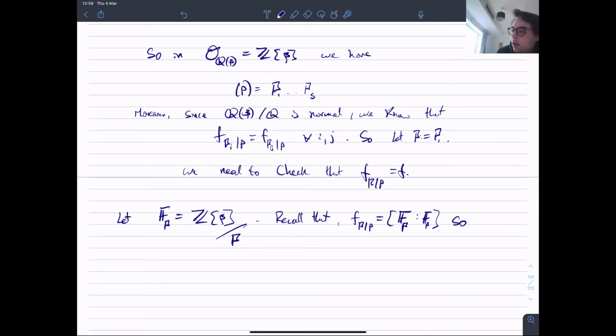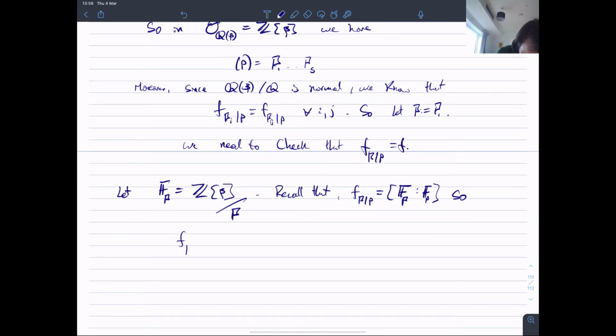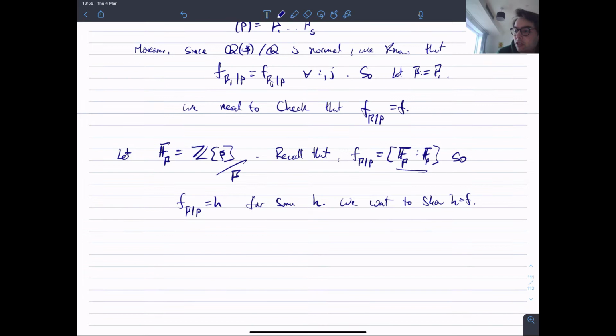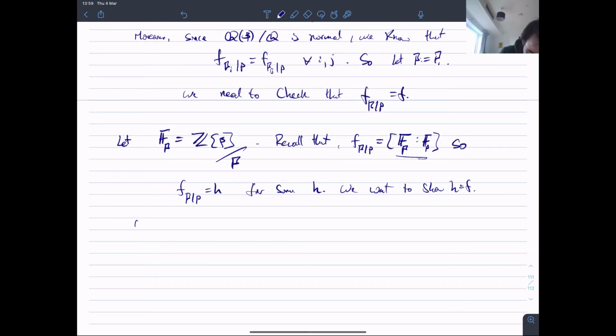So whatever this number is, to ease my notation I'm going to call this h. So this degree is whatever this degree thing here is. Here's some h. We want to show h equals f, and we're going to do this in two steps. We're going to show first h is less than or equal to f, and then h is greater than or equal to f, and then we'll get equality. So we do this in two steps.